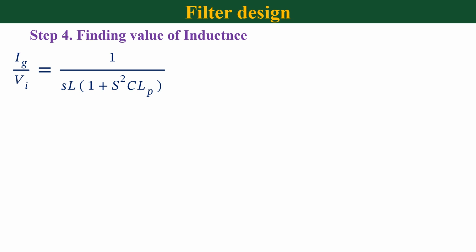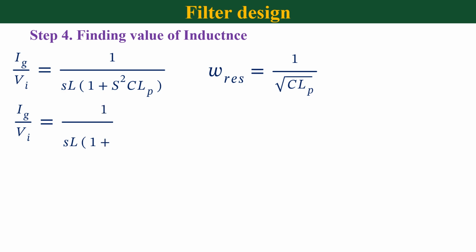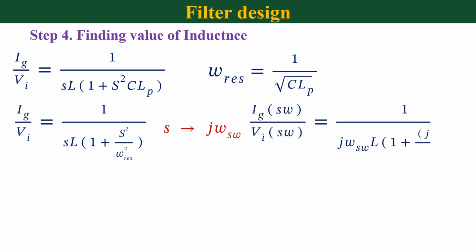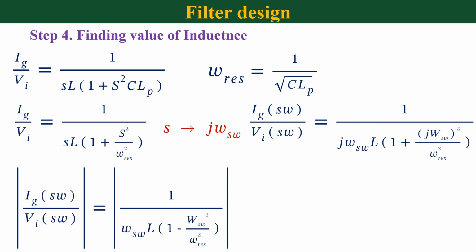The final step is finding the value of inductance. For the design of the inductor, we need the transfer function that we previously calculated. We know that resonant frequency is given by 1 by root of C LP. Then, Ig by Vi can be written as 1 by SL into (1 plus S square divided by omega resonance square). At switching frequency, we can rewrite this equation as Ig by Vi at switching frequency is equal to 1 divided by j omega SW L into (1 plus j omega SW square by omega resonance square). Since j square is minus 1, and taking the magnitude of this equation, we get Ig by Vi is equal to 1 by omega SW L into (1 minus omega SW square by omega resonance square).